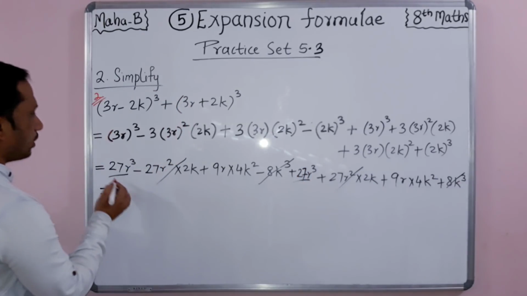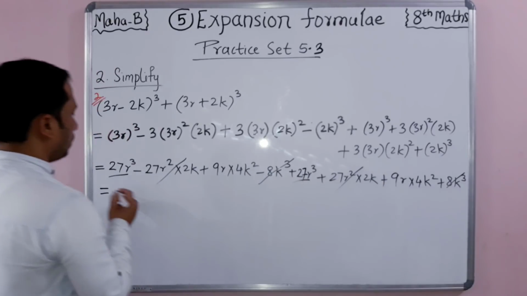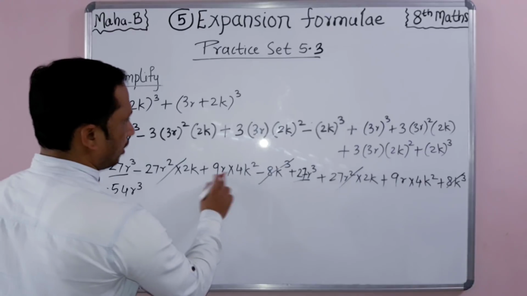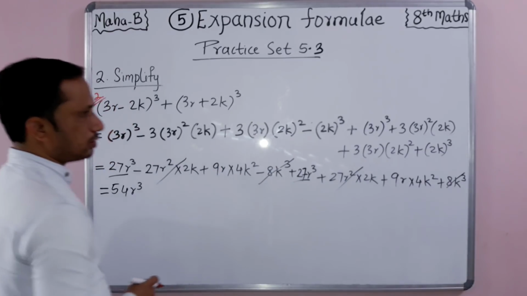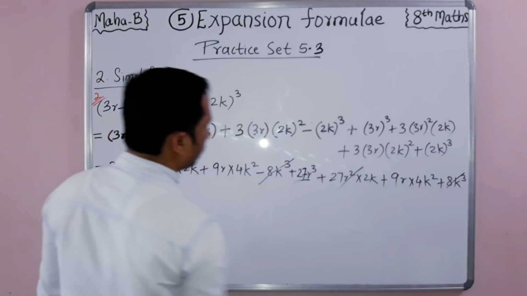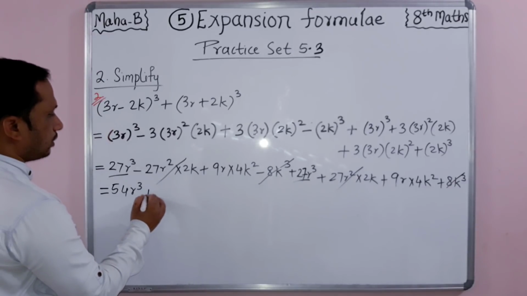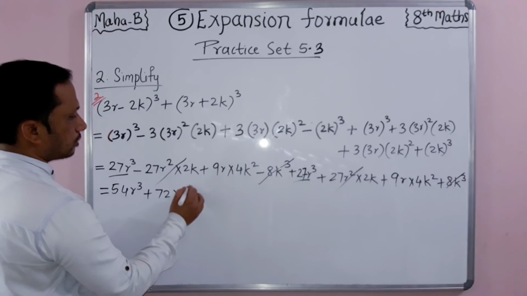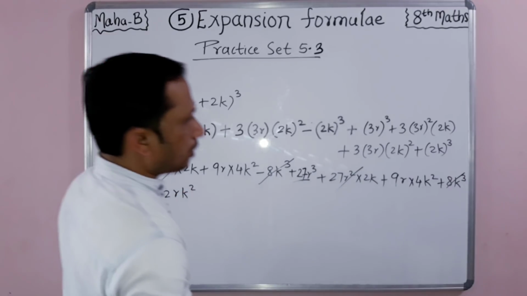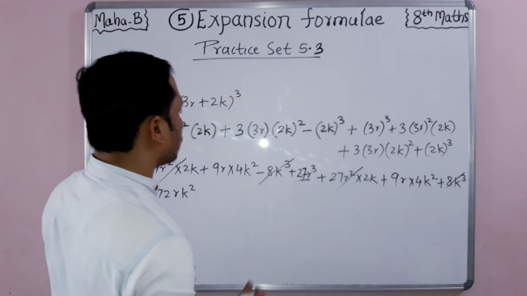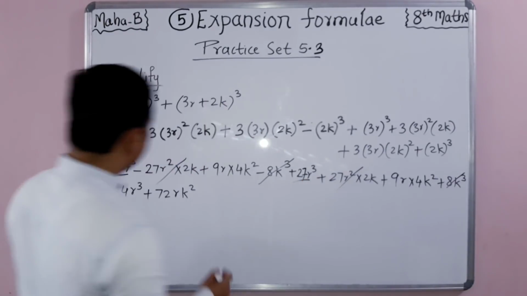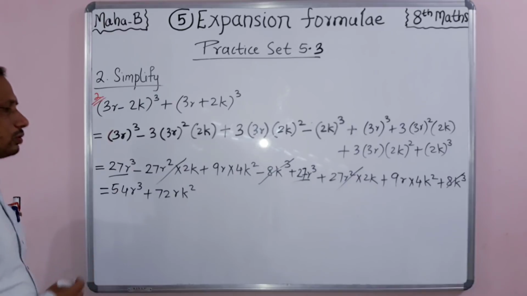Doing the addition of these two 27r cubes, it is 54r cube. Then 9 into 4 is 36, and 9 into 4 is 36, 36 plus 36 is 72, r and k square is there, students. And what is remaining, student? This much only. This first, second, and second. So this is nothing but the solution of this equation.